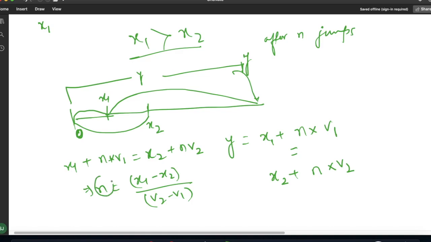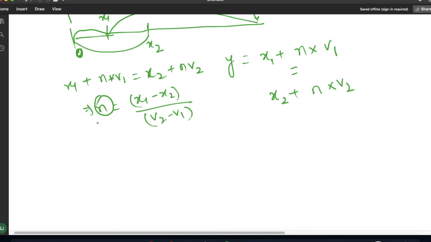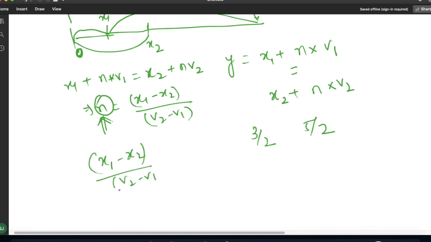So this is the total number of jumps, meaning after how many jumps they will meet. So we know that this total number of jumps won't be a fraction, like 3 by 2 jumps or 5 by 2 jumps. It will always be an integer. So to make this x1 minus x2 by v2 minus v1 an integer, for example, suppose we have 12 by 5. So this will give me a fraction.